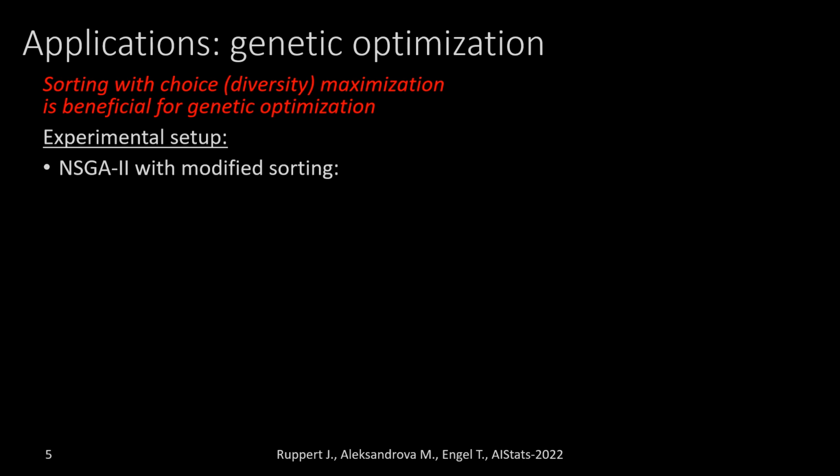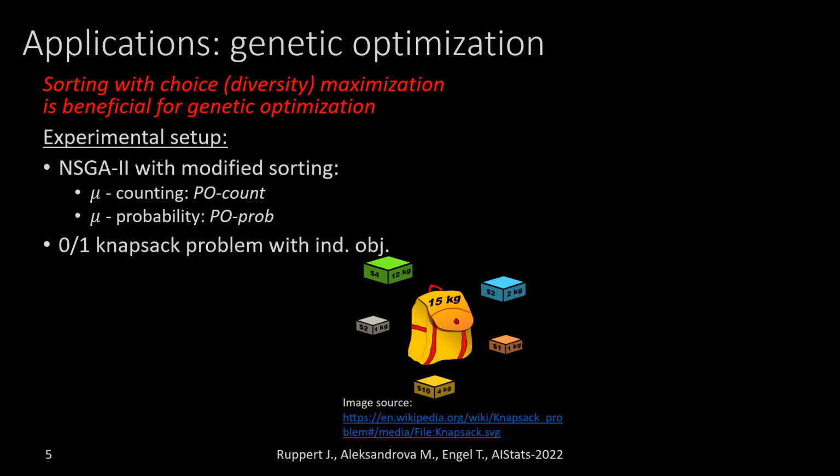In our experimental evaluation, we replaced the traditional Pareto dominance-based sorting in the well-known NSGA2 algorithm with sorting by k-Pareto optimality. We used two different measures, counting and probability measure, which resulted in two versions of the algorithm denoted by PO count and PO prob. The proposed methods were evaluated on the 0-1 knapsack problem with independent objectives. The results averaged among 30 independent runs were compared with that of NSGA2 and NSGA3.